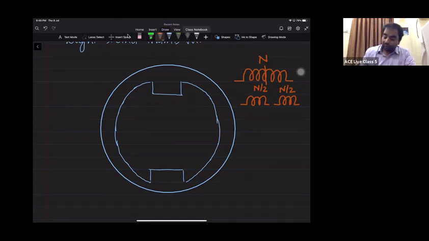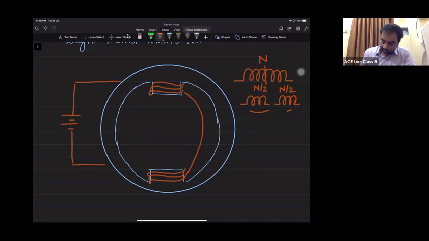Right. So I'll take the first half and place it here, and I'll take the second part and place it here. And these two are connected in series. To that series combination, I'm trying to give a DC.